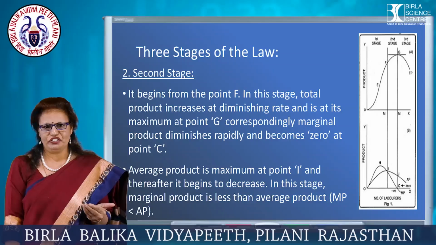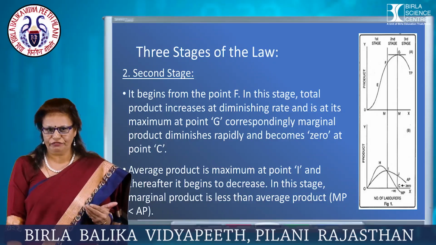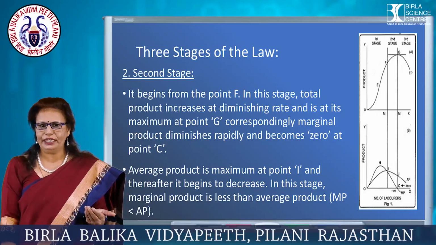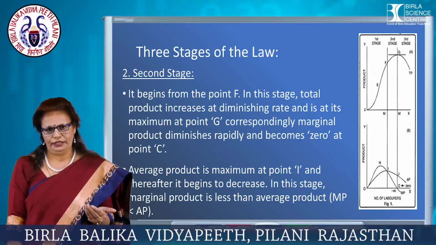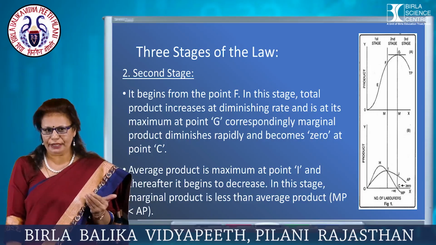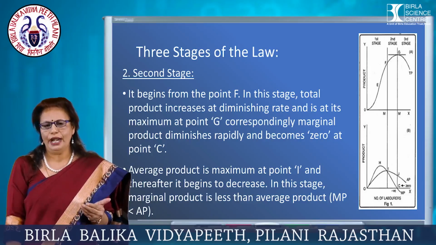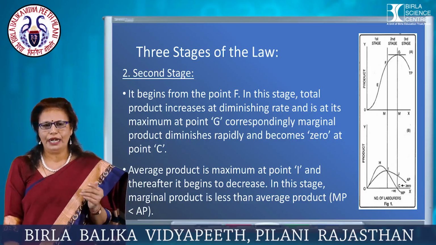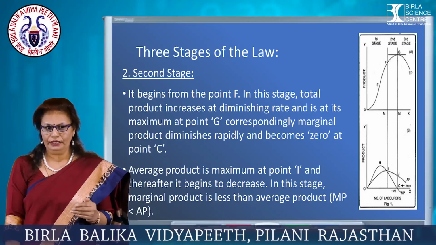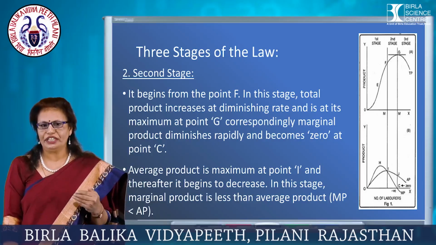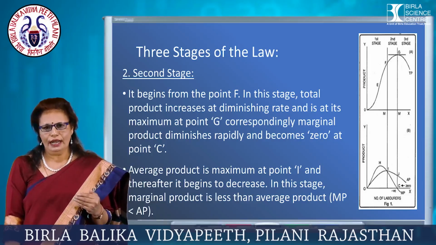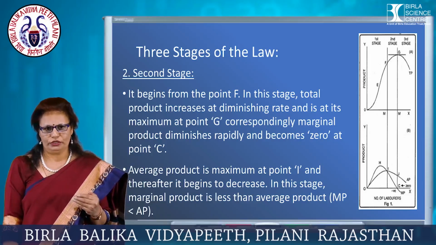In the second stage, which begins after the point F, the total product increases at a diminishing rate and is at its maximum point at G. Correspondingly, marginal product diminishes rapidly and becomes 0 at point C. Average product is maximum at point I and thereafter it begins to decrease. In this stage, marginal product is less than average product.